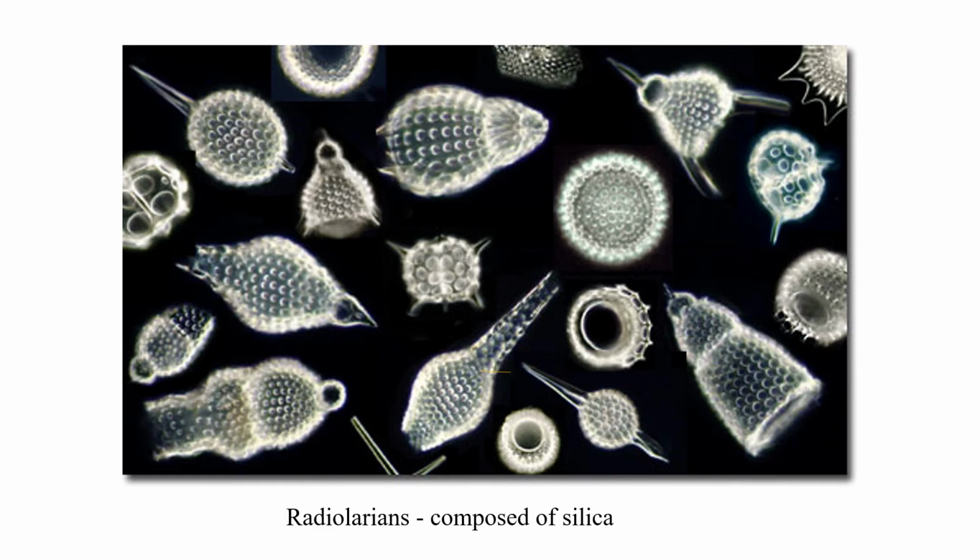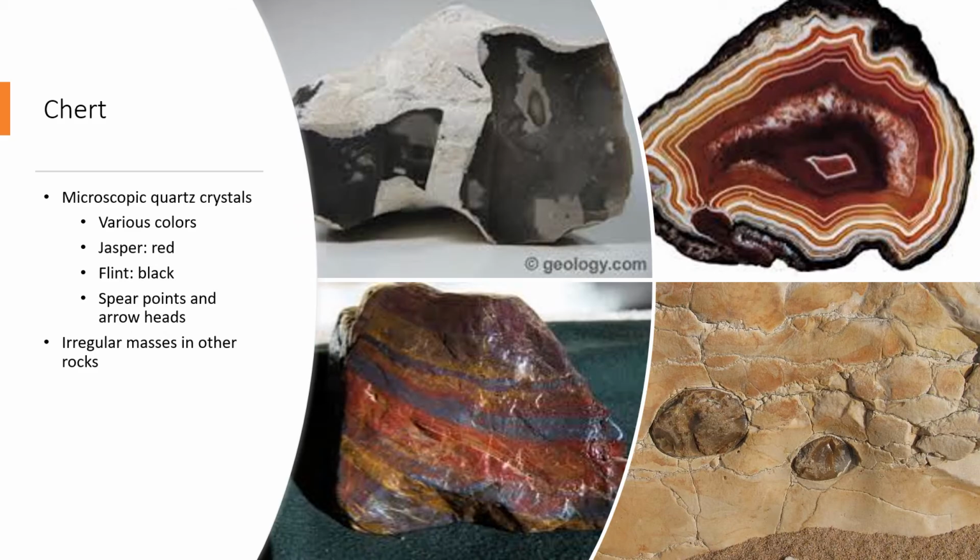When these radiolarians in the ocean die, they will fall very slowly to the bottom of the ocean floor, and they eventually will turn into a muddy ooze, a siliceous ooze, because the mud is composed mainly of silica. And when that lithifies, we get a rock called chert.